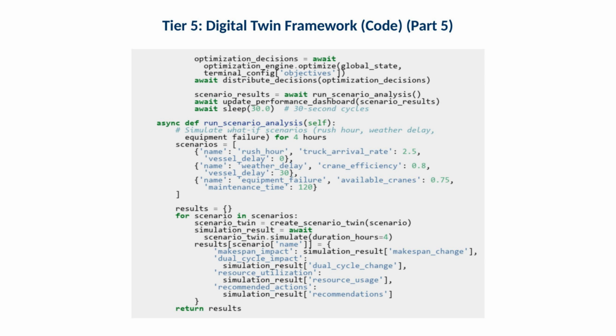This section introduces an orchestrator that initializes subsystem twins and runs a global optimization loop in 30-second cycles, plus what-if scenario analysis. Operationally, the orchestrator is the coordination layer. It merges subsystem states, produces decisions, distributes them, and keeps a dashboard updated with scenario impacts.